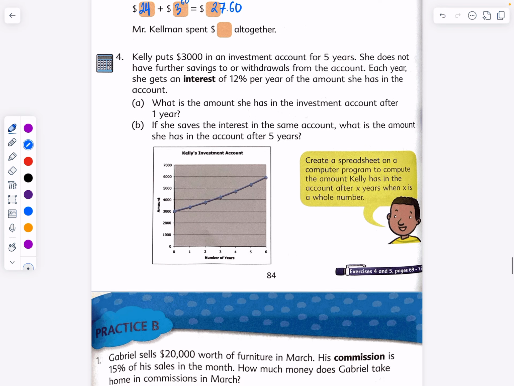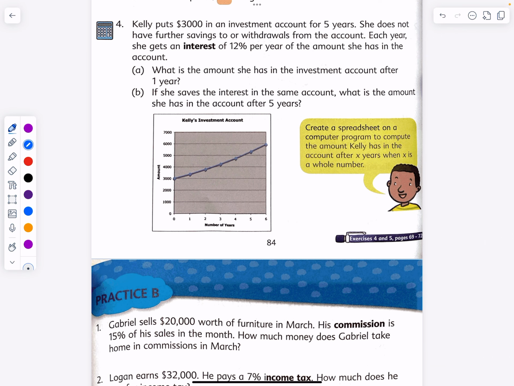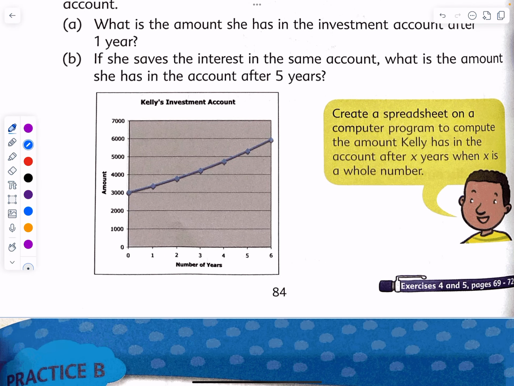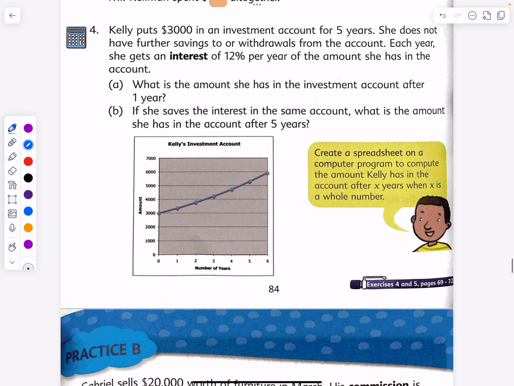Now, problem number 4 is about interest added over a 5-year term. So we are in problem number 4, a very good problem.